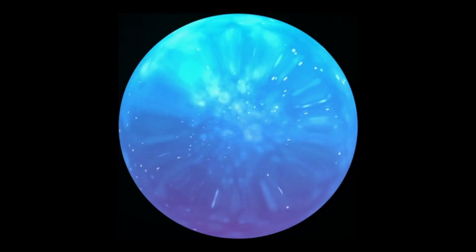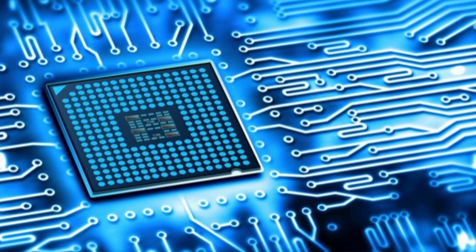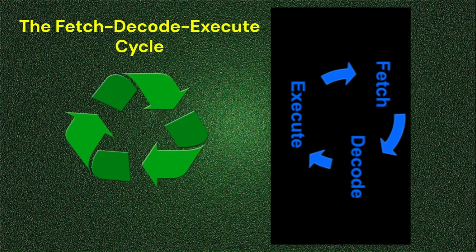They're just data stored in your computer's RAM, waiting for their turn to be executed. Now the magic begins. This is where the hardware comes to life. The CPU's control unit starts a relentless, lightning-fast loop called the fetch-decode-execute cycle.